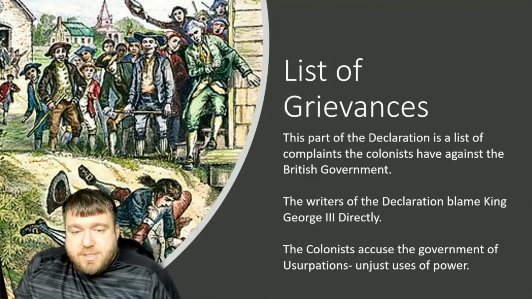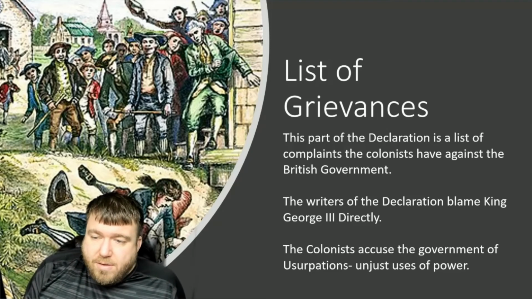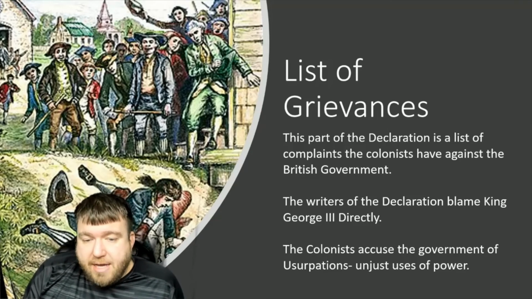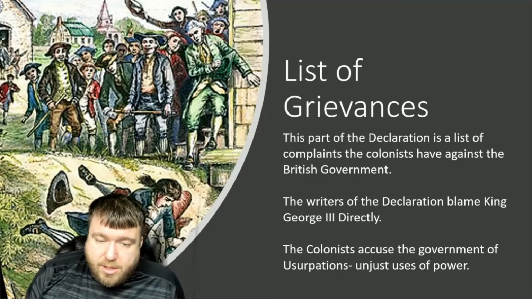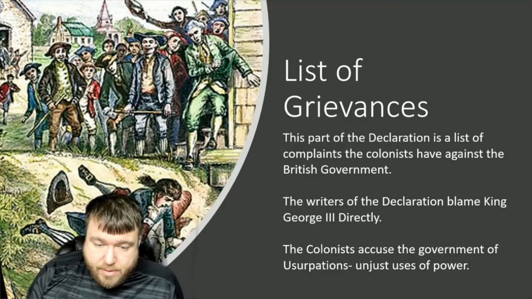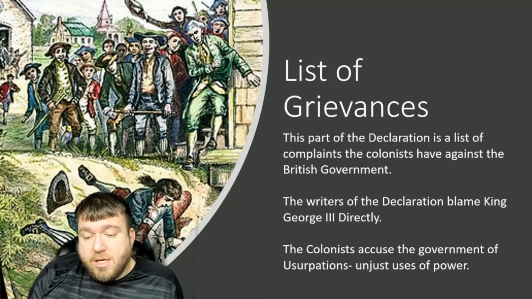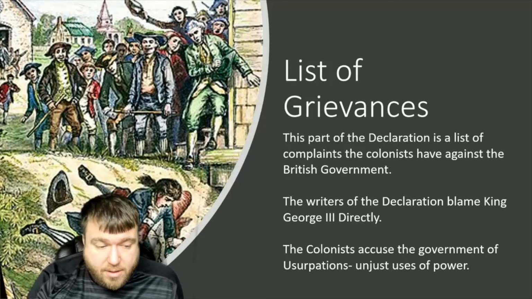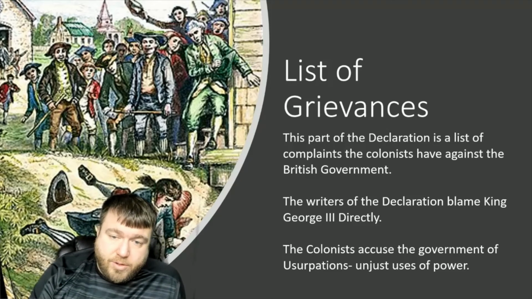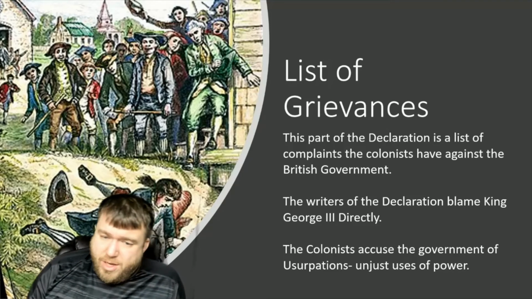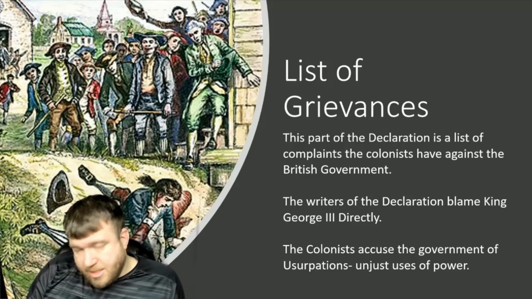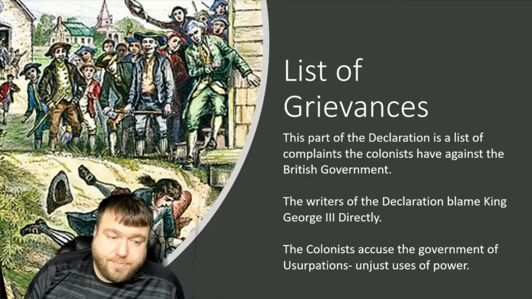List of grievances. This part of the Declaration is a list of complaints the colonists have against the British government. The writers of the Declaration blame King George III directly. The colonists accused the government of usurpations or unjust uses of power. Now, that term, grievance, is just another word for a complaint.